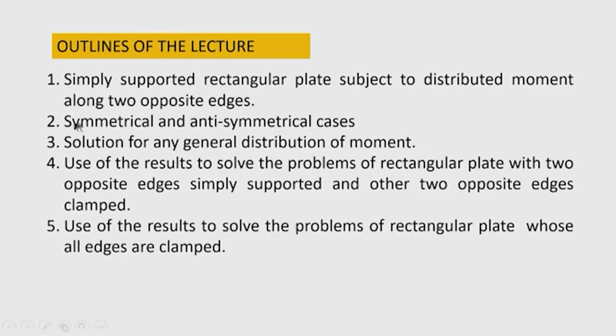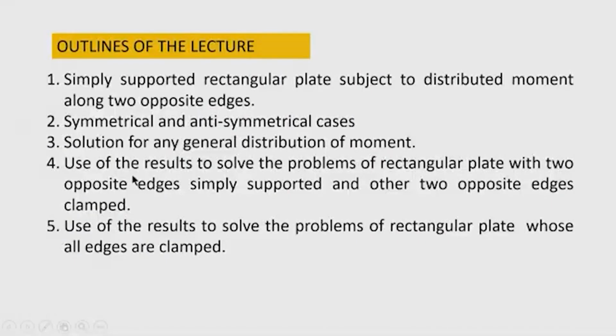In the second point, I mentioned symmetrical and anti-symmetrical cases, but if there is any general type of distribution of moment, say at one edge it is uniformly distributed moment of magnitude, say, 5 kilonewton meter per meter, and at the opposite edge the moment is, say, 10 kilonewton meter per meter, then in that situation it is neither anti-symmetrical nor symmetrical. Any general type of distribution can also be handled by Levy's method, and that we will discuss today.